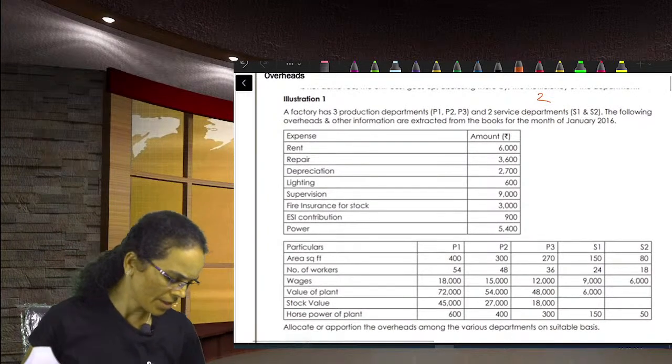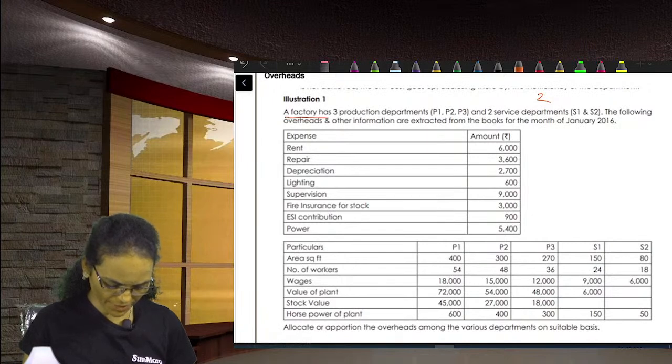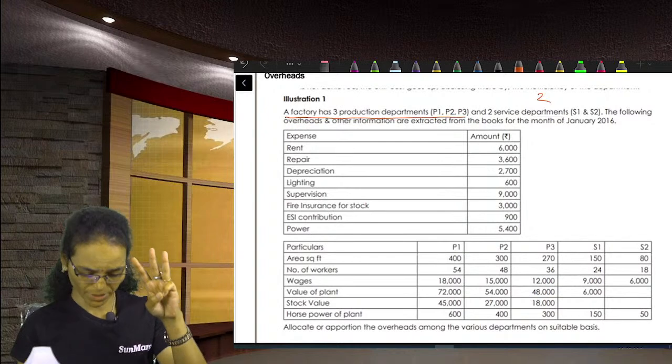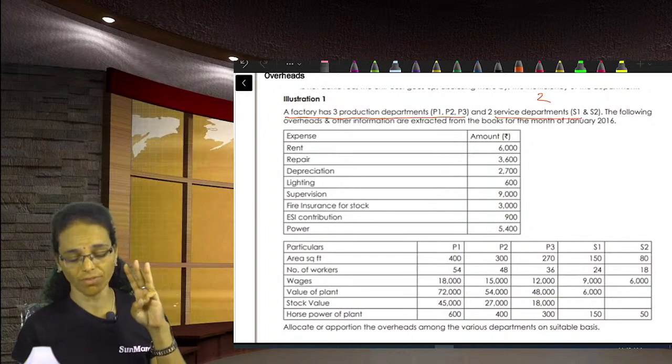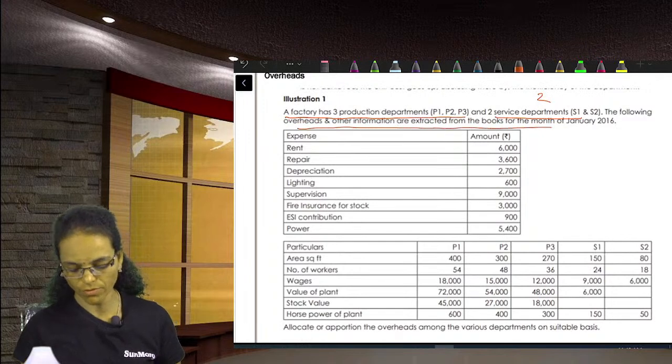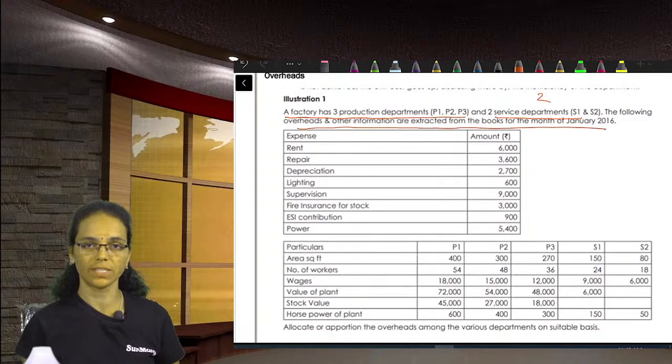This class is important, especially for CMA Inter and CA Inter students. Please pay attention. While solving the problem, keep your textbook, calculator and rough paper with you so that it will be helpful.